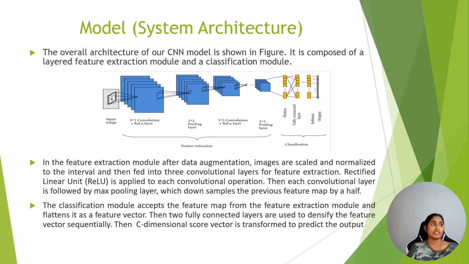Next comes the classification module. It accepts the feature map from the feature extraction module and flattens it into a feature vector. Then two fully connected layers densify the feature vector sequentially, and the C-dimensional score is transformed to predict the output. So it predicts the output.